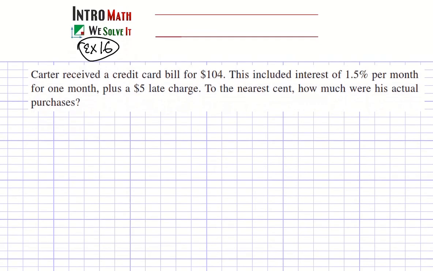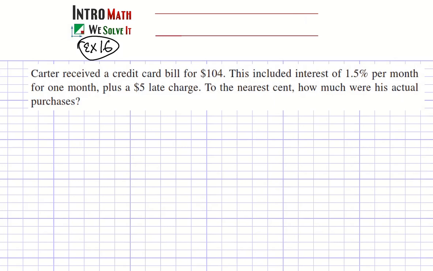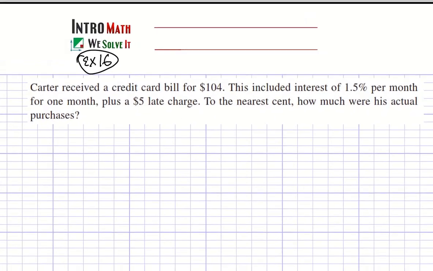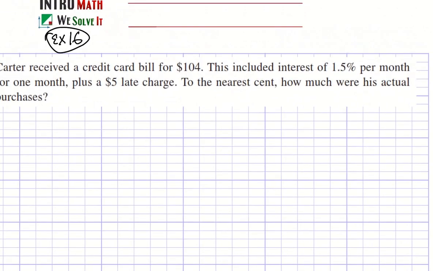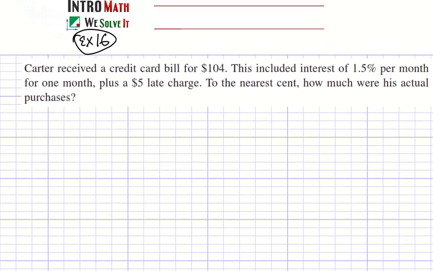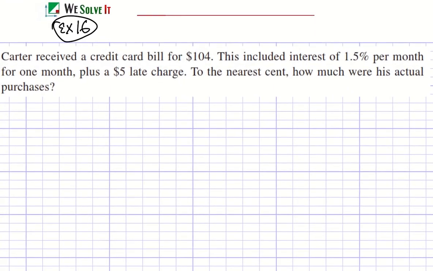So here is another problem. It says Carter received a credit card bill for 104. This included interest of 1.5% per month for 1 month plus a $5 late charge. To the nearest cent, how much was his actual purchase, the original purchase? So that's what he received. He received this bill here.